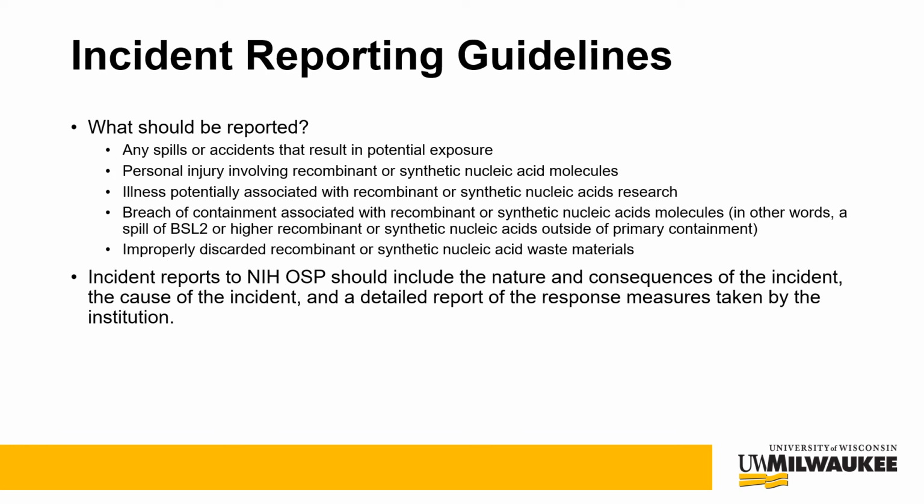What should be reported? Any spills or accidents that result in potential exposure. Personal injuries involving recombinant or synthetic nucleic acid molecules, illnesses that are potentially associated with recombinant or synthetic nucleic acid research, a breach of containment associated with recombinant or synthetic nucleic acid molecules, in other words, a spill of BL2 or higher recombinant or synthetic nucleic acids outside of primary containment, improperly discarded recombinant or synthetic nucleic acid waste materials.